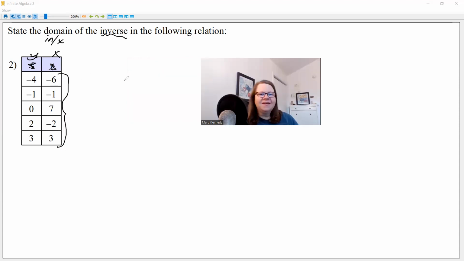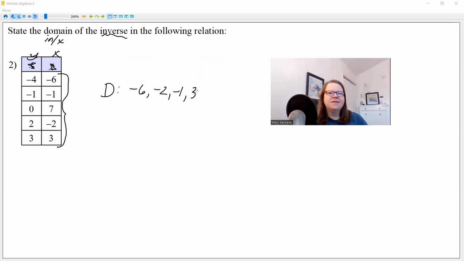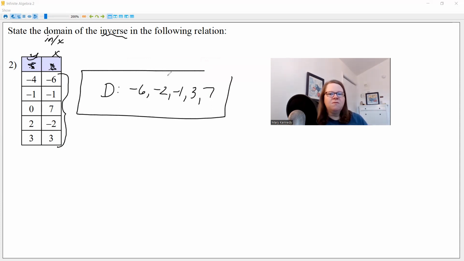So the domain for the inverse here would be, let's see, -6. I'm going to put them in order: -6, -2, -1, 3, slide that over some more, and 7. And that would be the domain for the inverse of this relation.